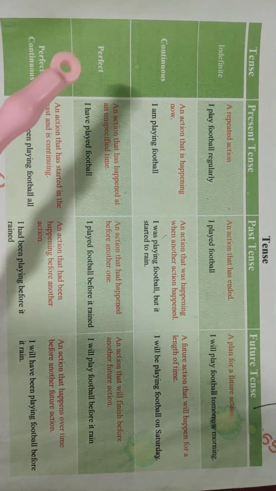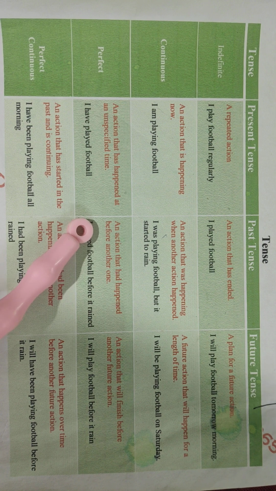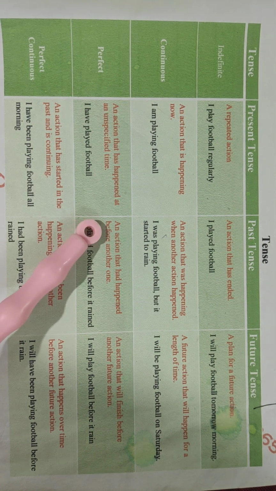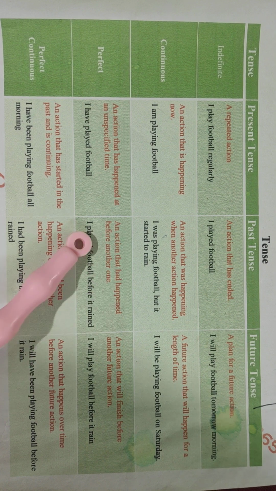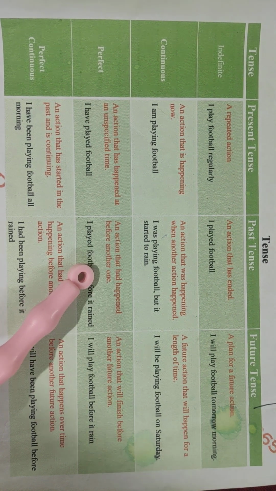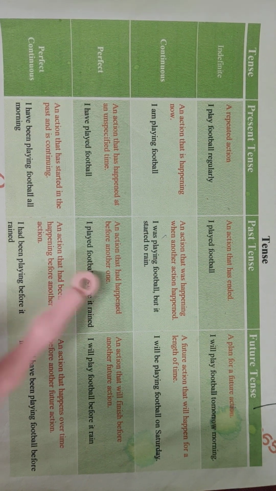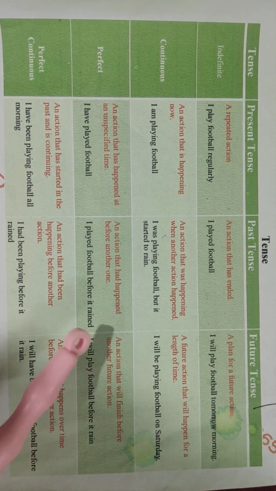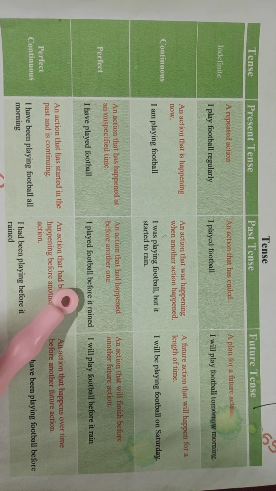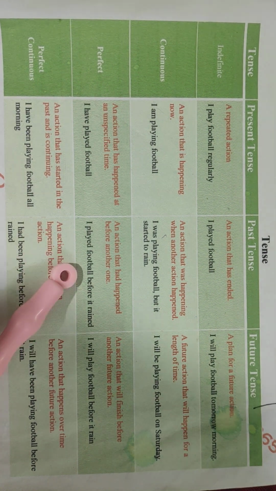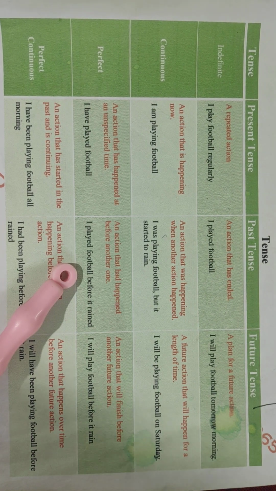Similarly, past perfect. It is used for an action that had happened before another one. So here also two sentences are needed. One action starts before another one starts. Example, I had played football before it rained. So he had played football before the rain came.